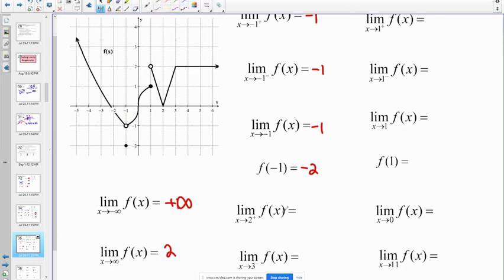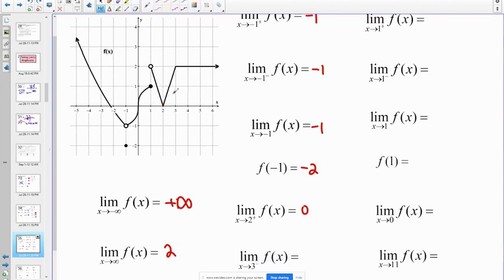Okay, what's the limit of f of x as x approaches 2 from the right? So here's my number 2. Okay, get really close to number 2 on the right. What y value am I approaching? 0.